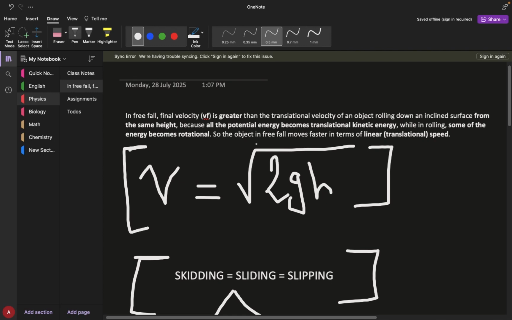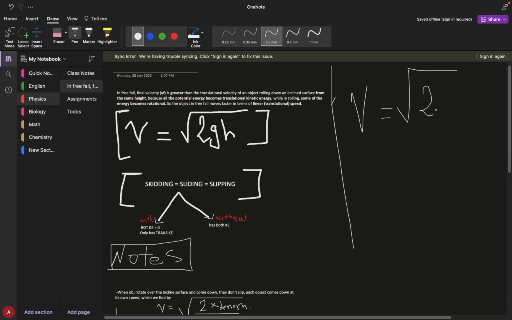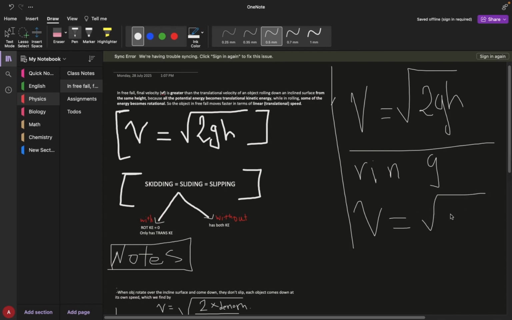Guys, essentially what this means is that this is my translational velocity, translational speed in free fall. Obviously it differs for the shapes, but I'm going to pick, let's say, a ring. That was a very ugly ring, but I'm going to fix it for you. So V, we know that it's the square root of gH.